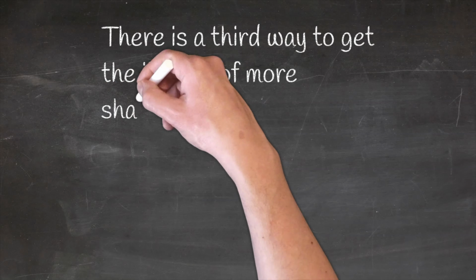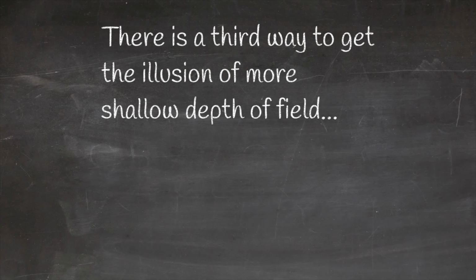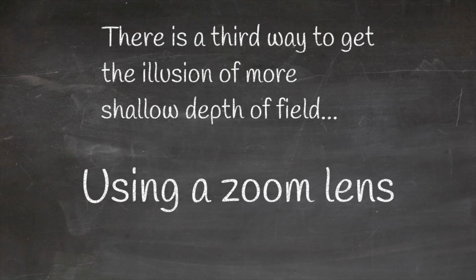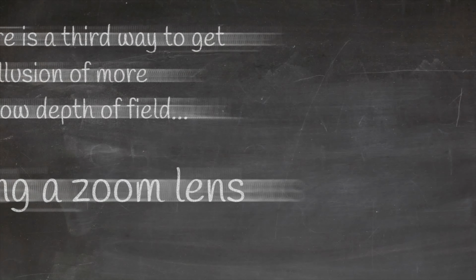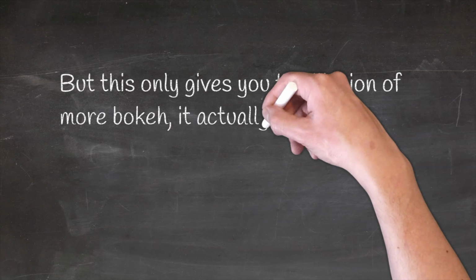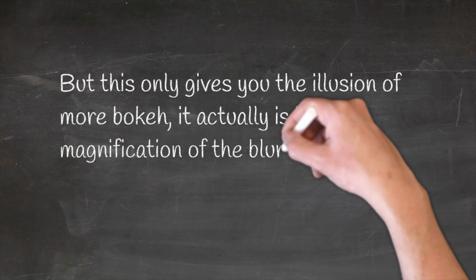There's also a third way to get the illusion of more shallow depth of field, and that is using a zoom lens. But this only gives you the illusion of more bokeh or background blur. It actually is just a magnification of the already blurred out background.